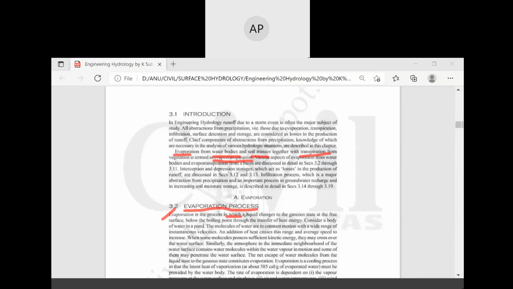Evaporation is a process in which a liquid changes to gaseous state, isn't it? At a free surface below the boiling point through the transfer of heat energy. So if you consider a body of water in a pond, the molecules in water are in constant motion with a wide range of instantaneous velocity. So evaporation is a cooling process in that the latent heat of evaporation must be provided in the water body.